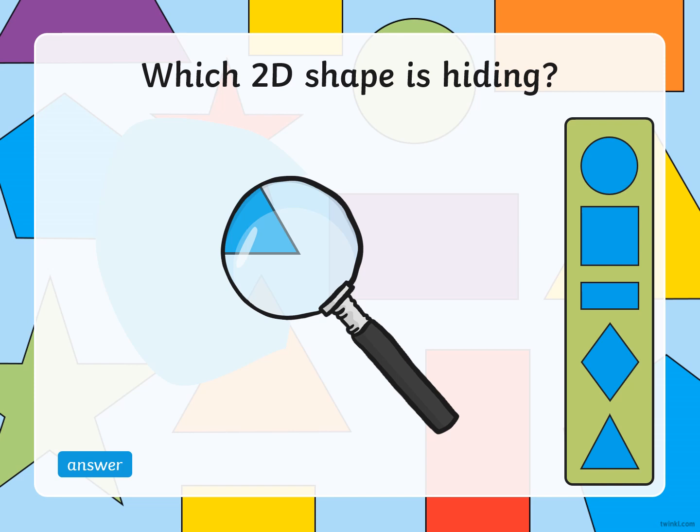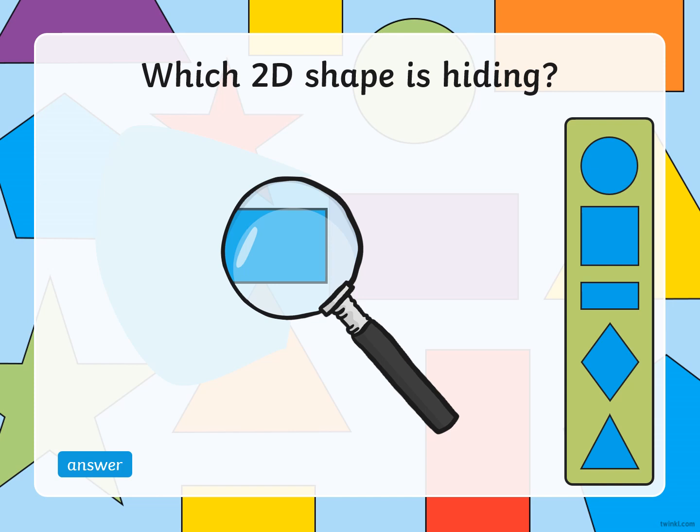Okay, question 2, guys. Which 2D shape do you think is hiding behind that magnifying glass? Have a look at the bit you can see. Have a think. What's the name of the shape you think is hiding? I'm going to click answer. Oh, it's a triangle.